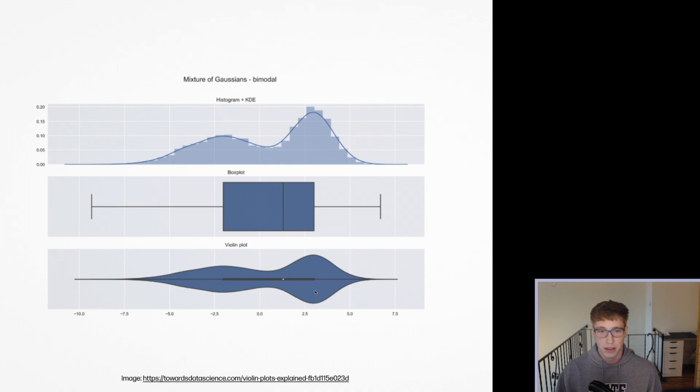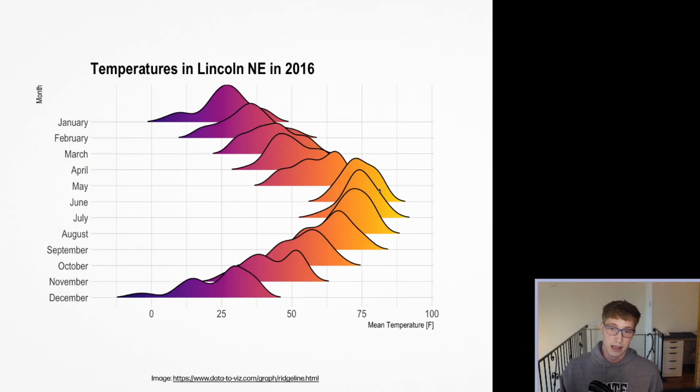And oftentimes violin plots are shown vertically, which can be a little bit disorienting for people that aren't used to reading them, just because we're typically used to reading histograms along the x-axis. So what I would recommend typically is that you use a cousin of the violin plot, which is often called a ridgeline plot or a joy plot.